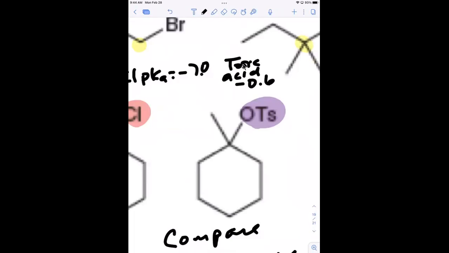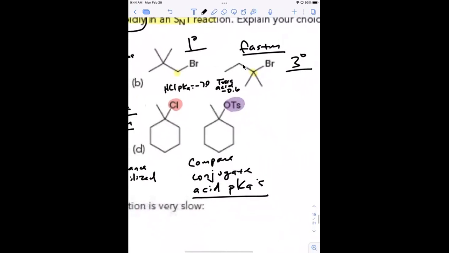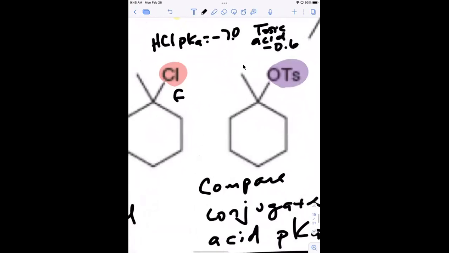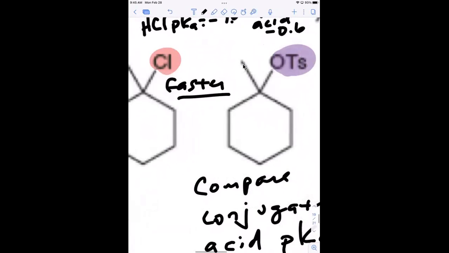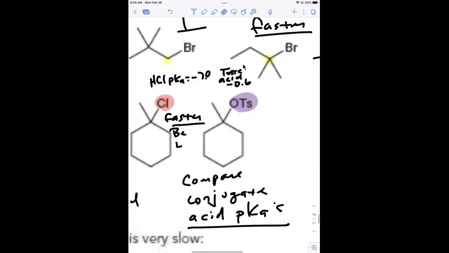Toxic acid, -0.6. Which one of those has a lower pKa? Further away from zero. If it's negative, the further away it is from zero, the lower the number, right? Yeah, it's chlorine. So it's this one. It's faster because you have a better leaving group.